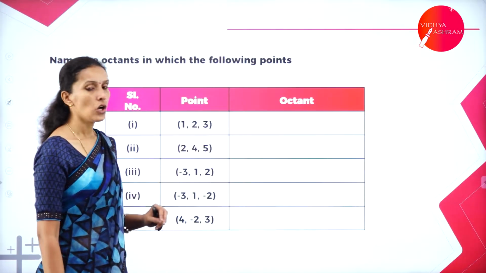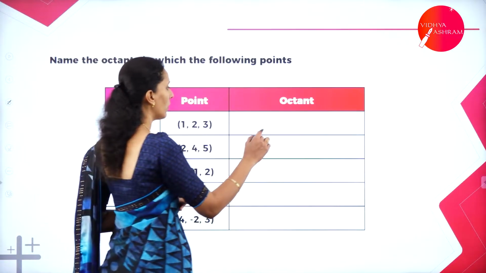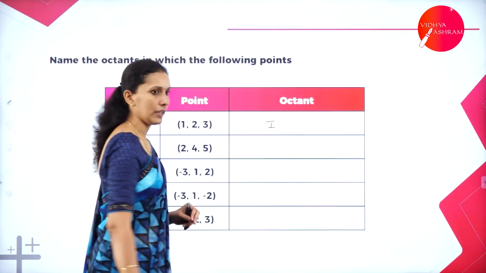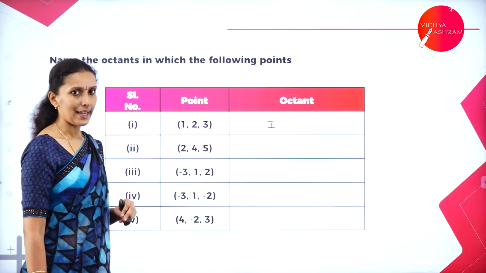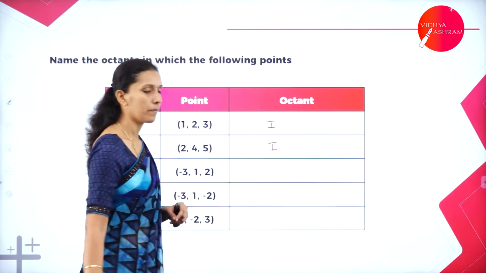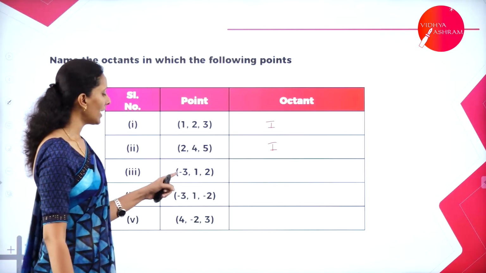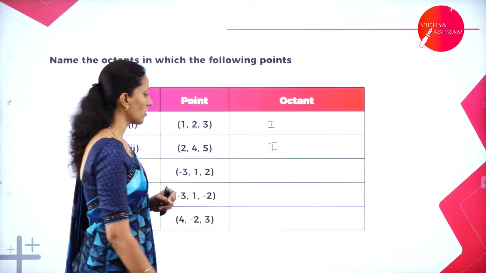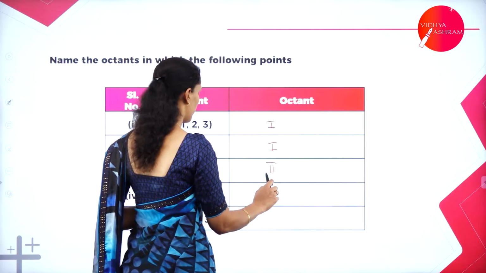So the first one, all are positive, so therefore it belongs to the first octant. Second one, again, all are positive, so therefore it belongs to the first octant. The third one, only x is negative, so it will belong to the second octant.